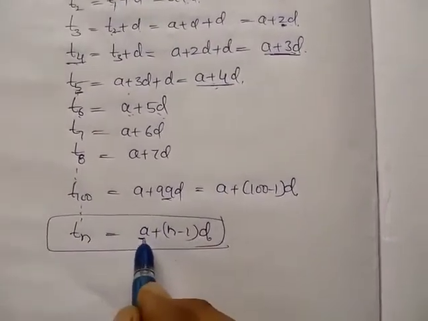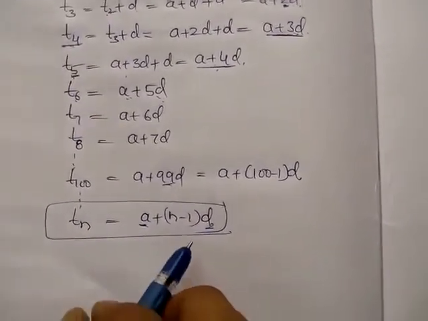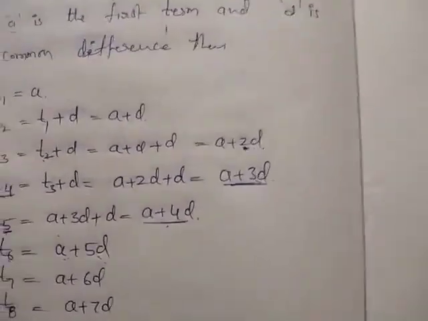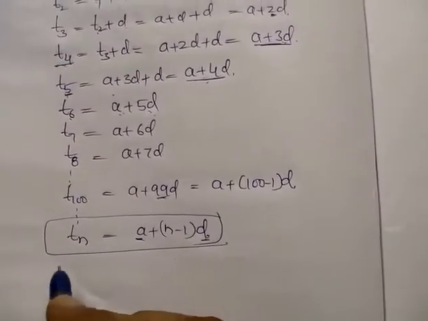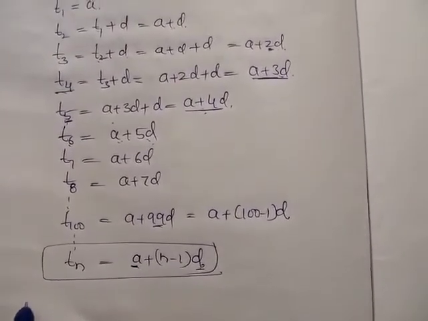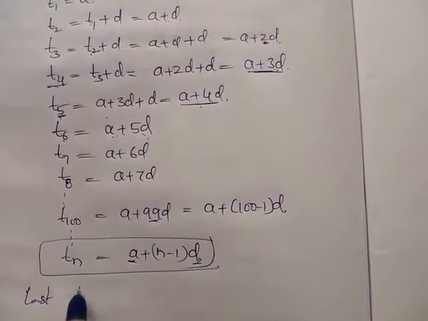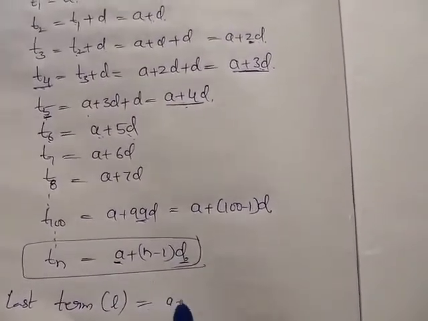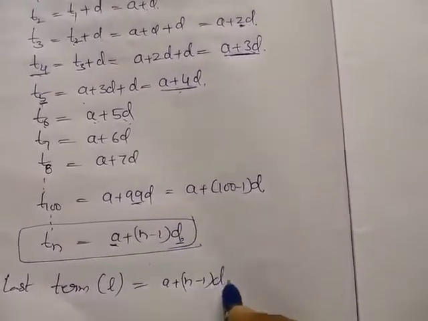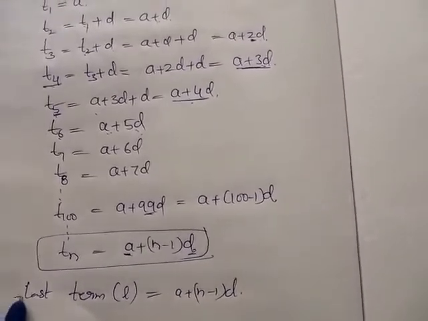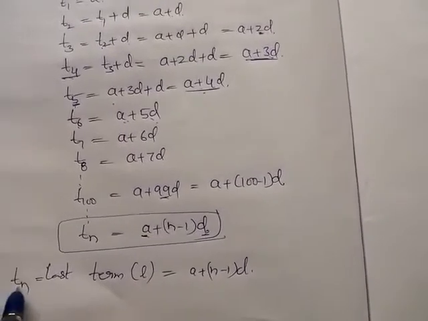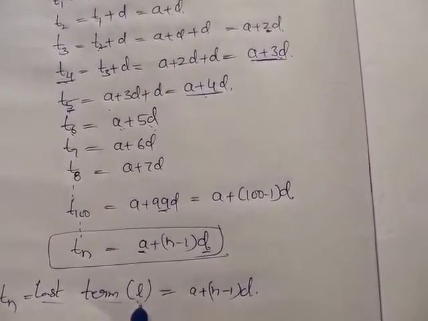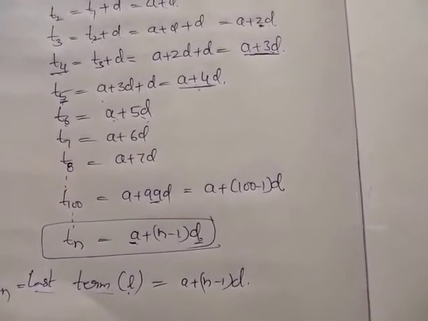Here a is the first term and d is the common difference of the AP series. This nth term is sometimes also called the last term of the series. It is represented with l. Sometimes we write Tn for the nth term of the series, or we take it as the last term, denoted with l. So l is equal to a plus n minus 1 into d.